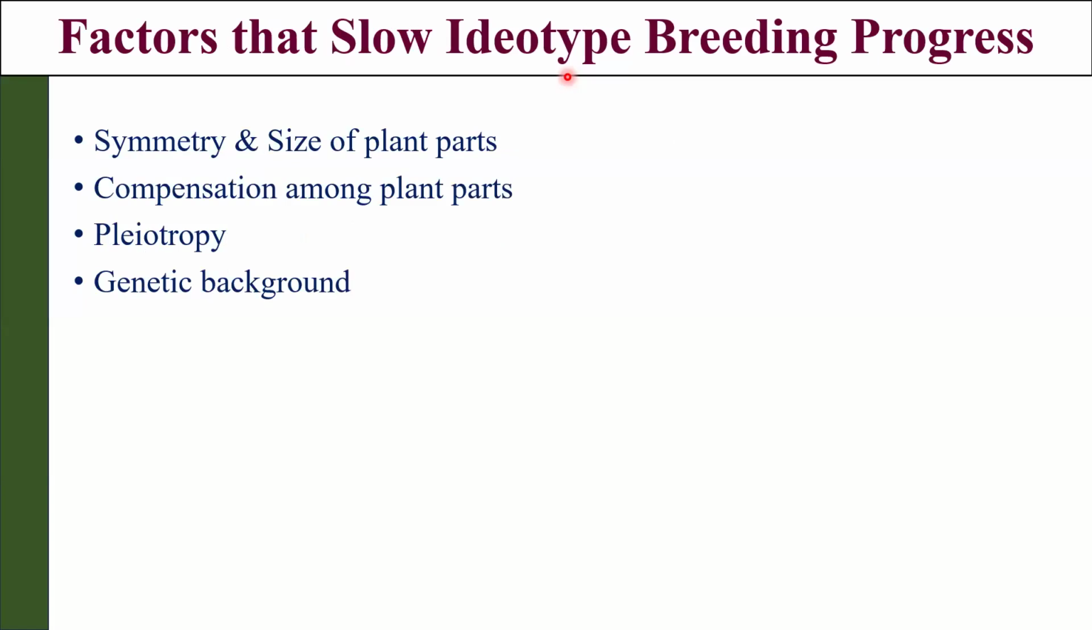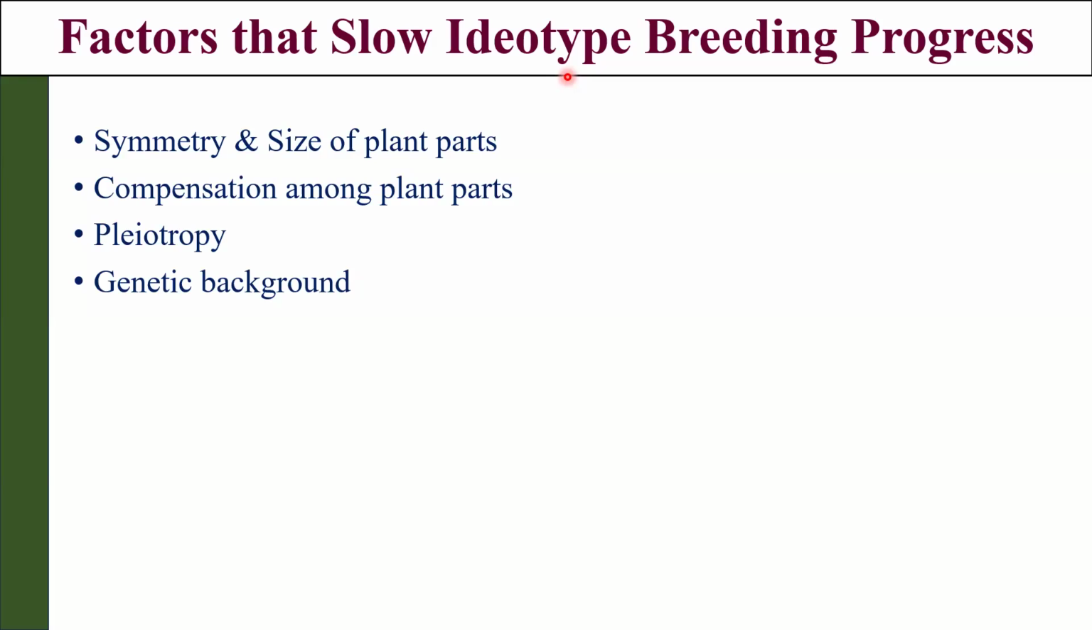Then, the factors which slow the ideotype breeding progress are symmetry and size of the plant parts. For example, it is also because of linkage. You want to develop some trait, but it is also linked with another trait, which means symmetry will be lost. Then the size of the plant parts also. Deciding this is very, very difficult. For example, you are developing a high-weight panicle, but you want a medium number of tillers. But when you have a high-weight panicle, the plant will droop, it will bend, but you don't want that.